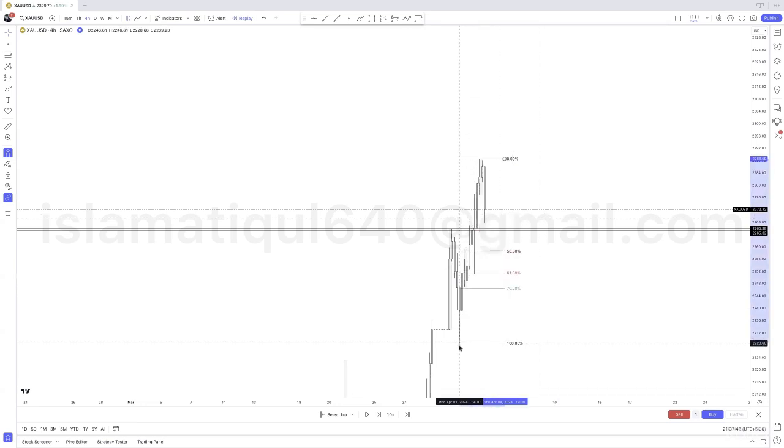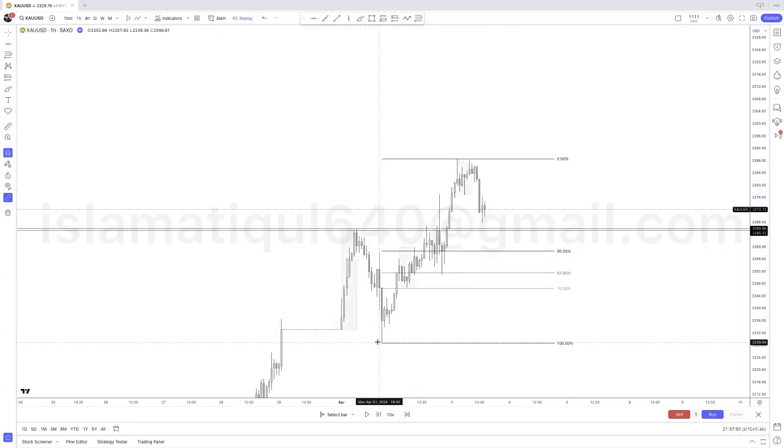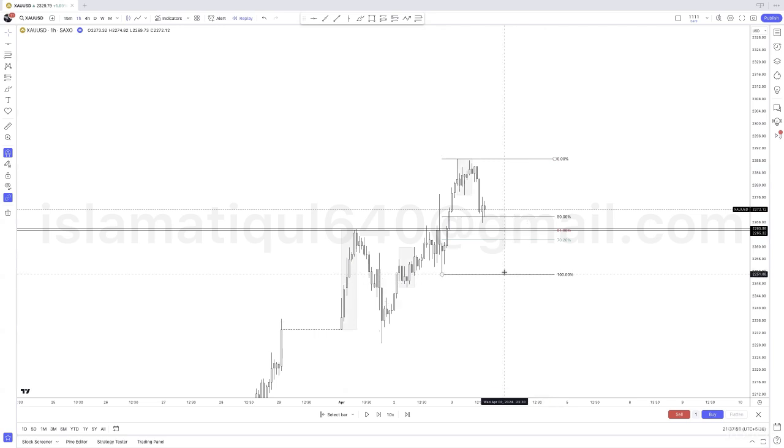Okay, so it could even be from here to here. Both of them are right. I can't say one is right and the other one is wrong. Both of it is right, but it depends though. You'll have to have some experience to understand this, but don't worry, with backtesting, you will know that.